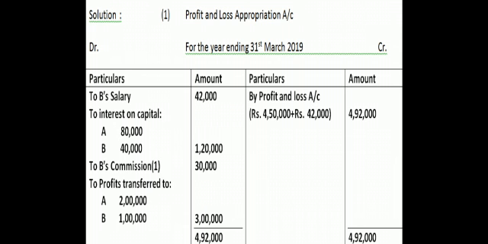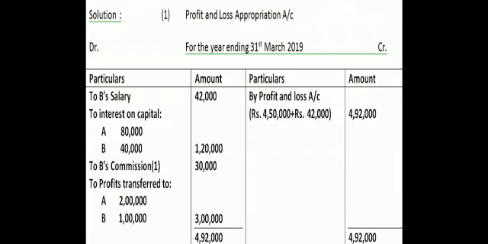First we'll be preparing the profit and loss appropriation account, right? In the profit and loss appropriation account on the credit side, it is by profit and loss account. See here what we have done. See this. It is 4,50,000, the net profit as given in the question. But to this I have added 42,000. What is this 42,000? It is nothing but B's salary, 3,500 multiplied by 12. Added, and now it becomes 4,92,000. Right? So this is the adjusted NP transferred from profit and loss account to profit and loss appropriation account.